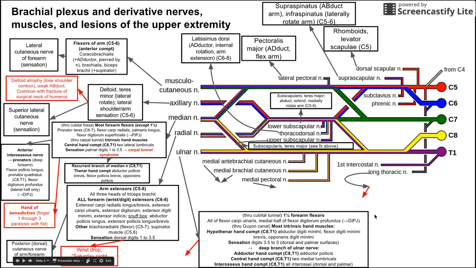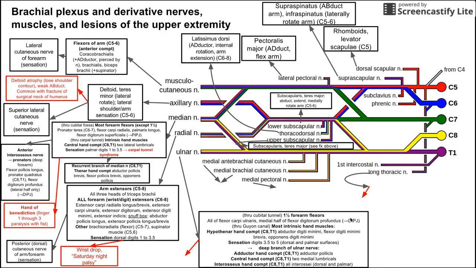The nerve then goes through the Guyon canal to innervate most of the intrinsic hand muscles. These are muscles that are in your hand that are used for fine movements of your hand. We're going to kind of divide these based on the hand compartment that they're in. So in the hypothenar hand compartment, the ulnar nerve innervates the abductor digiti minimi, the flexor digiti minimi brevis, and the opponens digiti minimi.